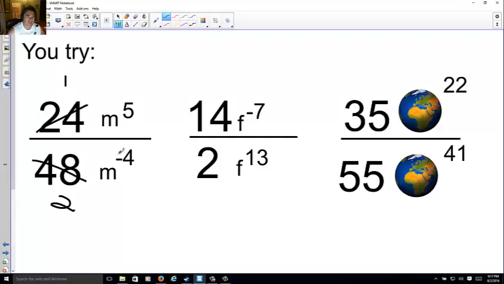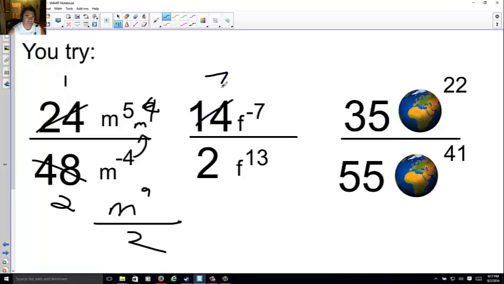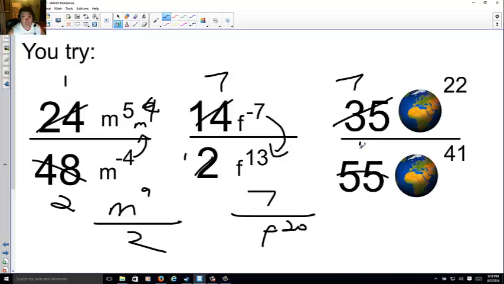This gets transferred up to m to the 9th. So the way I m to the fourth, excuse me, is going to become m to the ninth. So the way I see things, I get m to the ninth over 2. Here, divide both these by 2. This goes down, and I get 7 over f to the 20th. And here, I can divide both of these by 5, so I'm going to get 7 over 11.